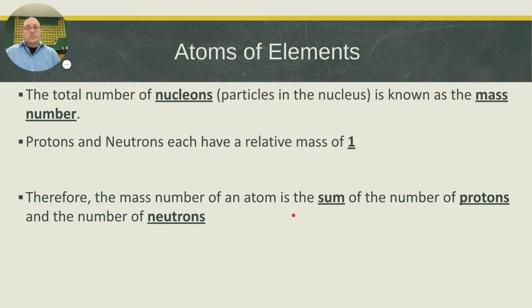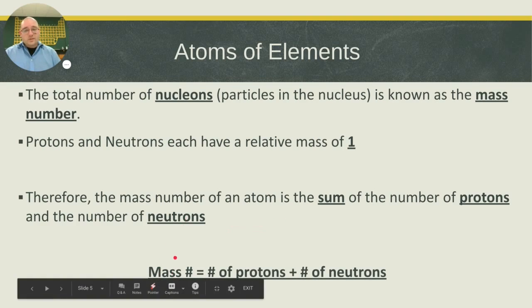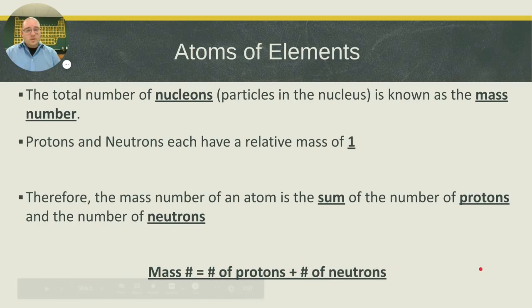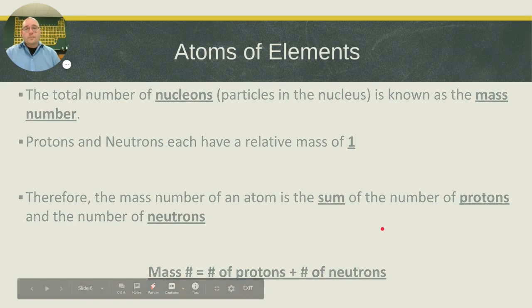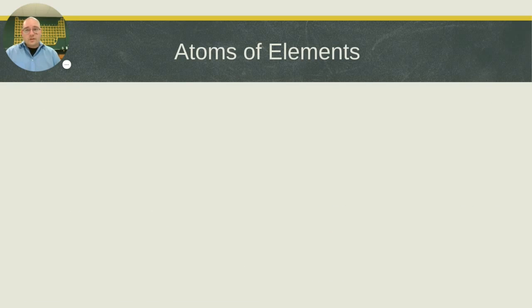So if you know what element it is and you know the mass number, then you take the mass number and subtract the number of protons to figure out how many neutrons it would have. So your mass number is always going to equal the number of protons plus the number of neutrons. So that means your number of neutrons will always equal your mass number minus your number of protons. And you know the number of protons by looking at the periodic table for what element it is.